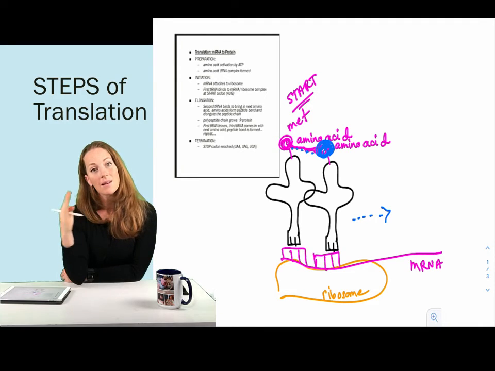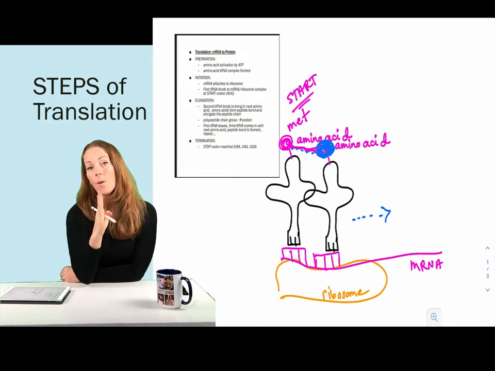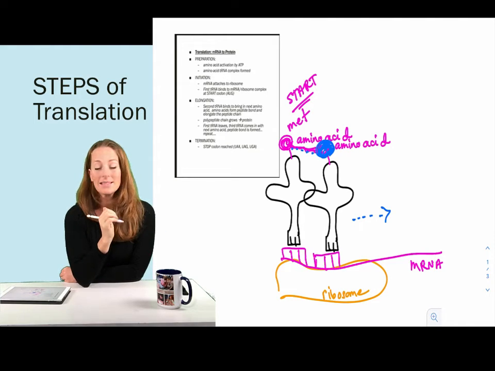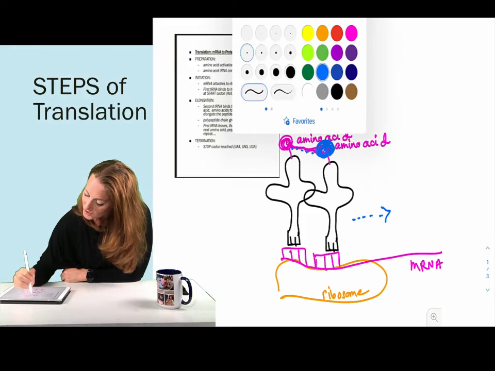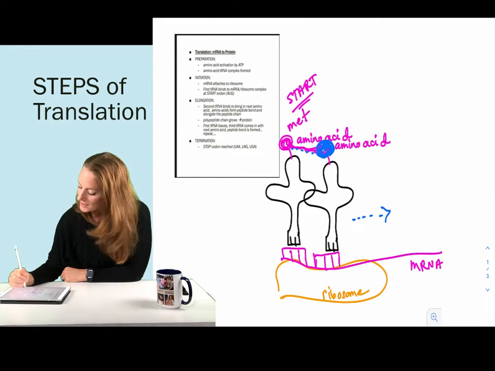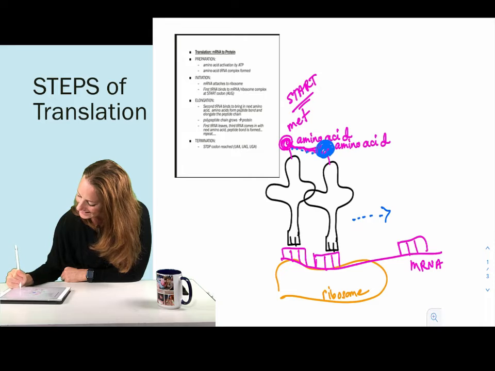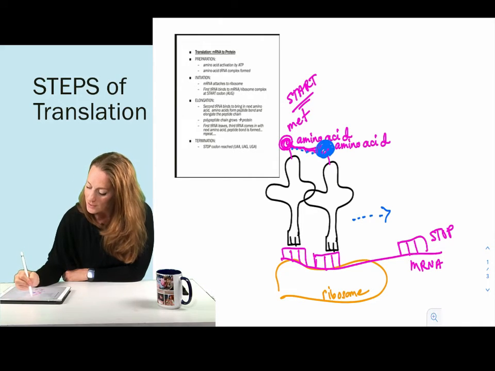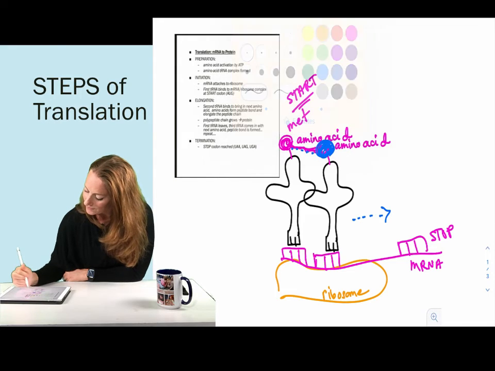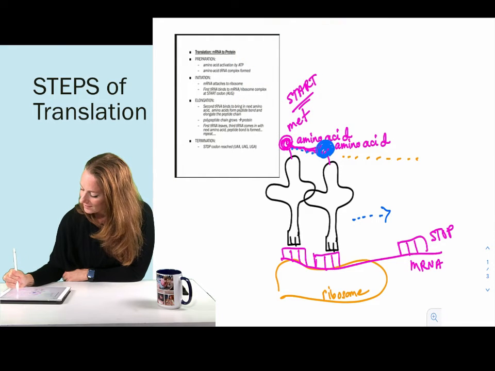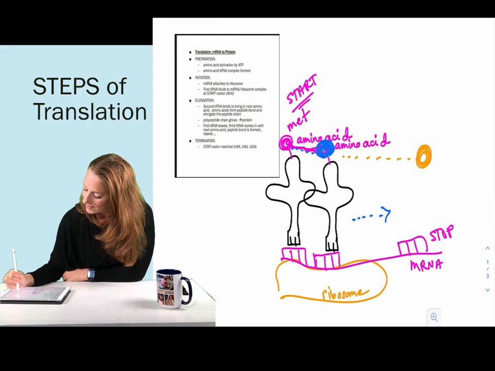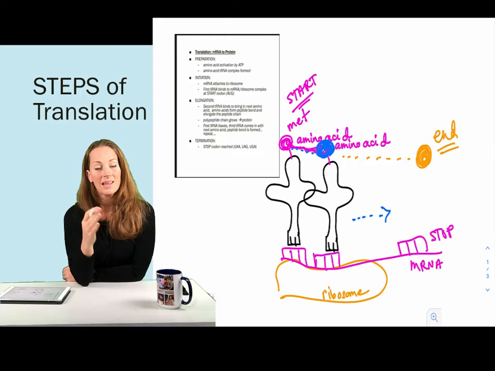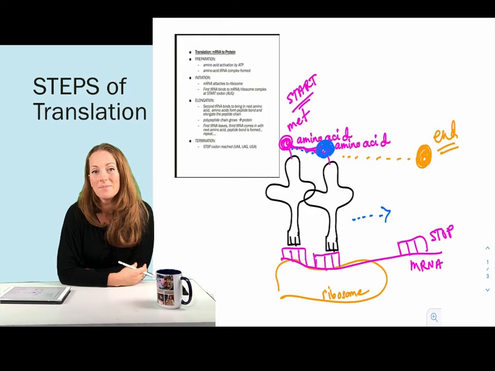Adding one amino acid at a time, one tRNA binding and leaving at a time, until we reach, guess what? The stop codon. The stop codon is going to be the last codon and it's going to end or terminate that peptide chain.